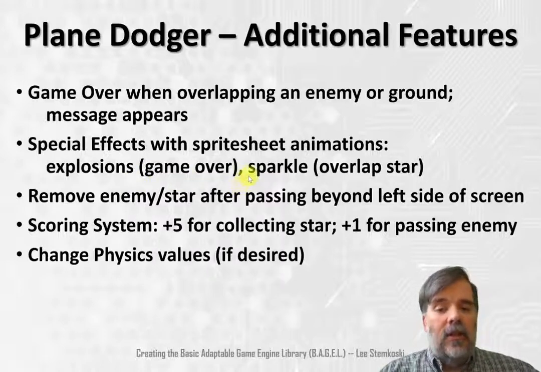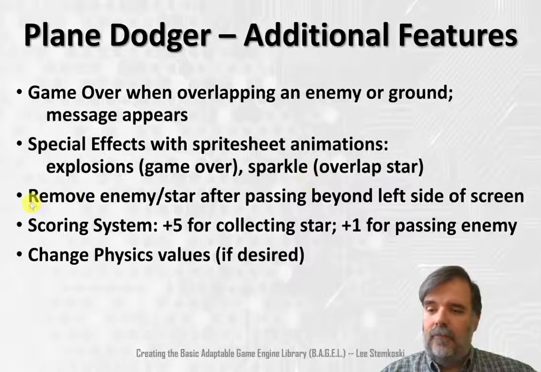In addition, it would also be really nice to have something happen whenever the player overlaps a star. Besides the star disappearing, there's also a sparkling animation. I think that's an 8x8 sprite sheet, which you can feel free to use and add into the game.